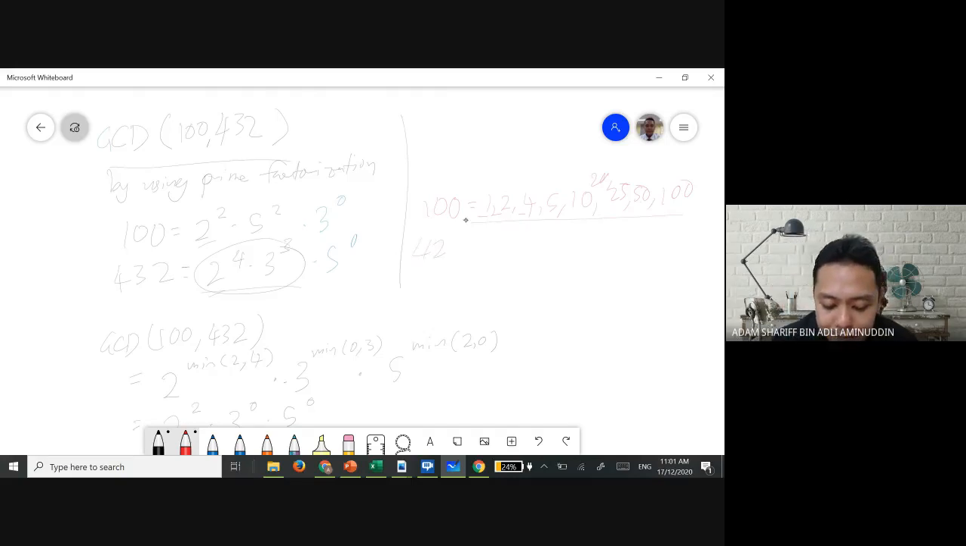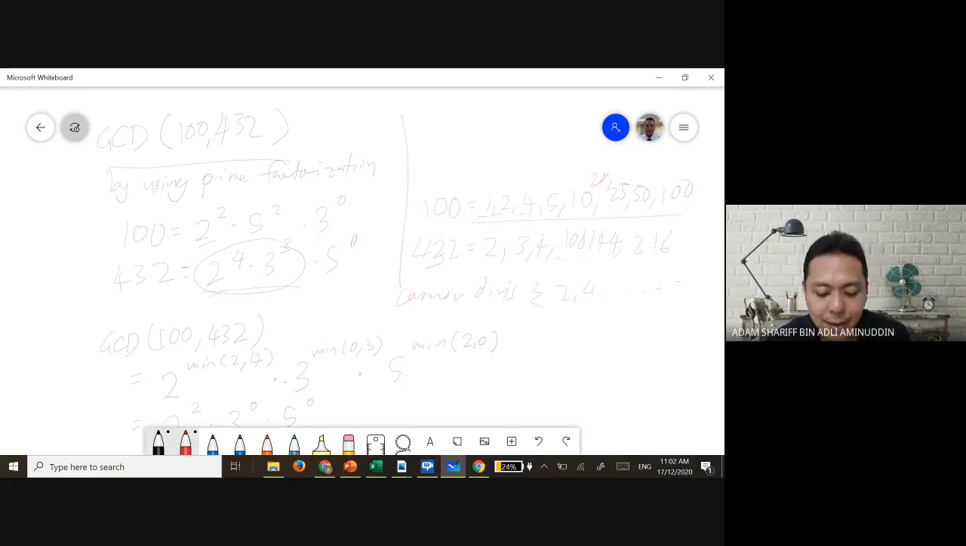432 also has many factors. 432, I'm lazy to find them, wait. 432 divided by 2, 216, and then 3 and 144, 4 and 108. There are more. Then common factors, common divisors, and then you have to list down 2, 4, blah blah blah, and between them what is the highest one.